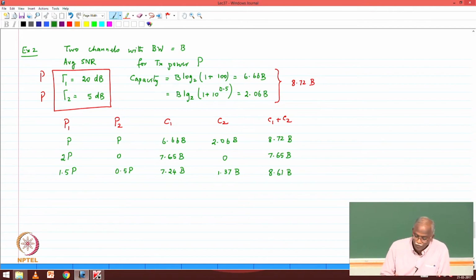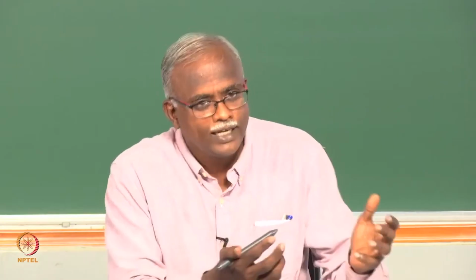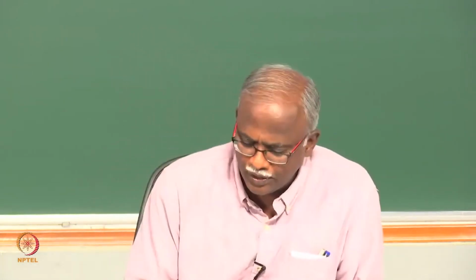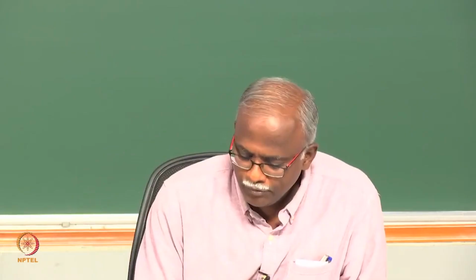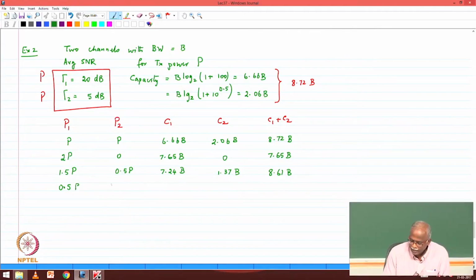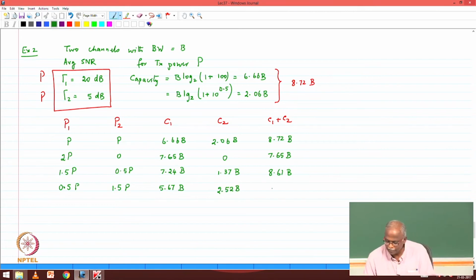Okay. Now let's reverse the logic, saying, well, who needs more power? The channel which is in bad condition. So why not take a little bit of power from here and give it to this one? So 0.5P and 1.5P. Basically, you are trying to equalize the powers. Is that the right strategy for us to do? So this comes out to be 5.67B. This one improves a little bit, 2.52B. The net capacity is 8.19B.